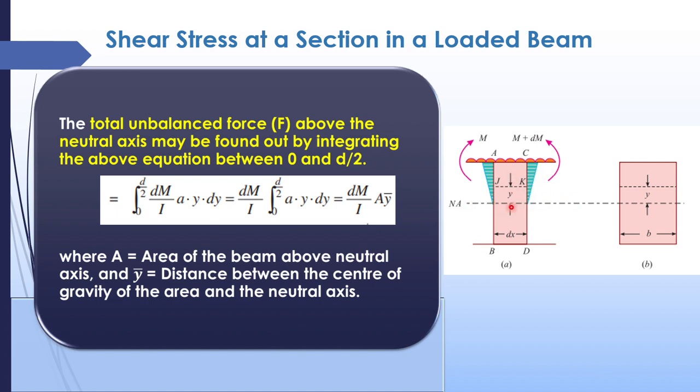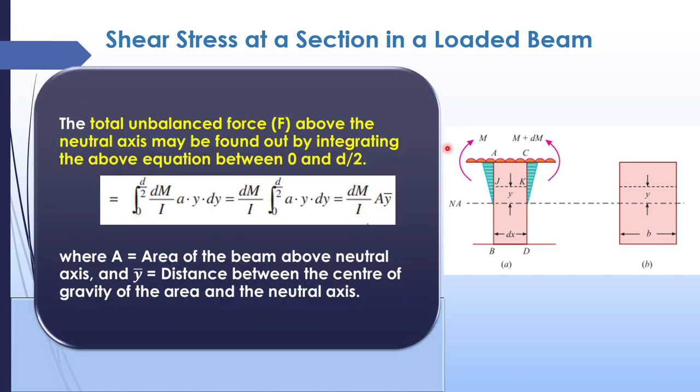So this is the neutral axis, and the center of gravity of the area will lie somewhere here. So that is y bar. While integrating, you will get it as dm by I into A into y bar. Got it? So this is the total unbalanced force above the neutral axis of this particular beam.